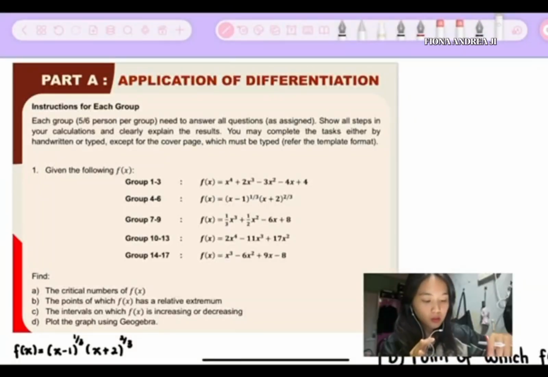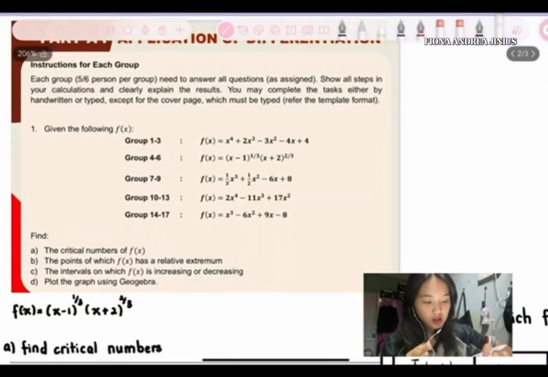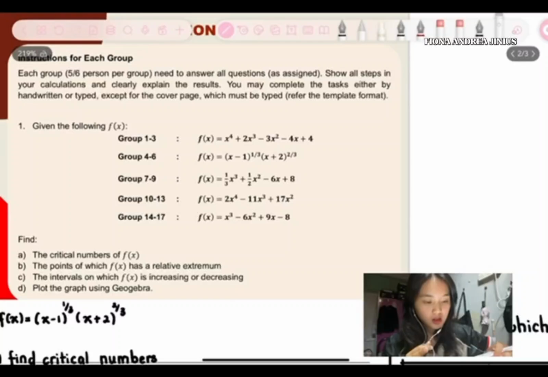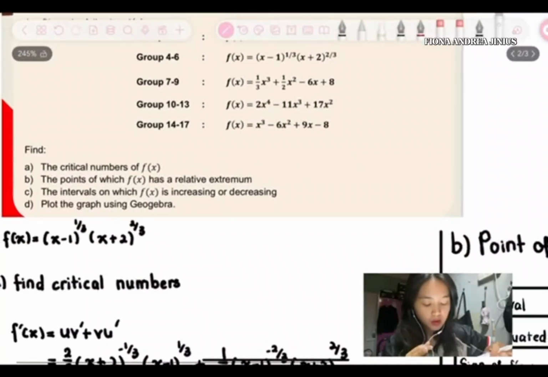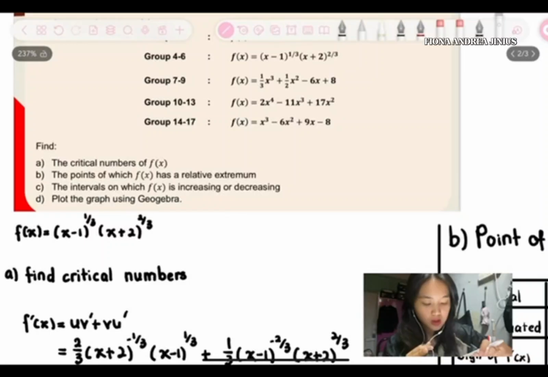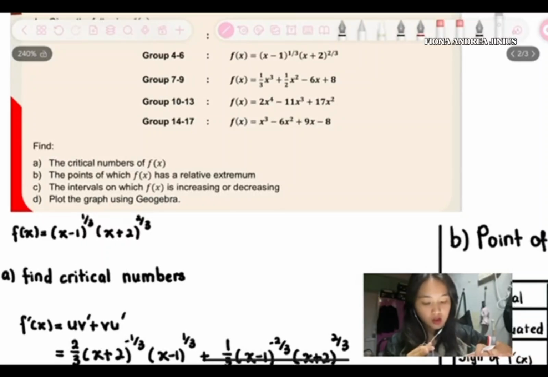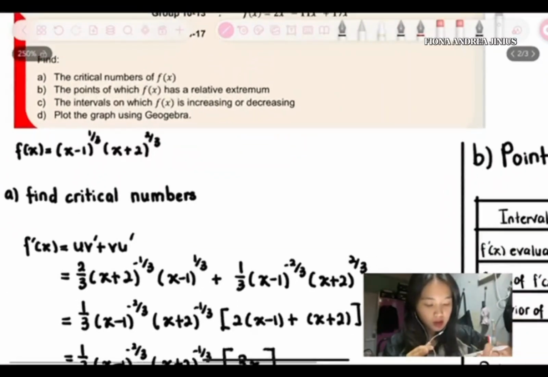Our question is from group 46. The question has given us f(x), which is (x minus 1) to the power of 1 over 2 and (x plus 2) to the power of 2 over 2. The question asks us to find critical numbers.